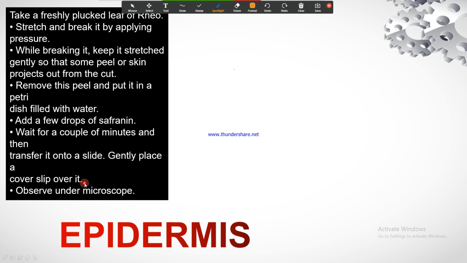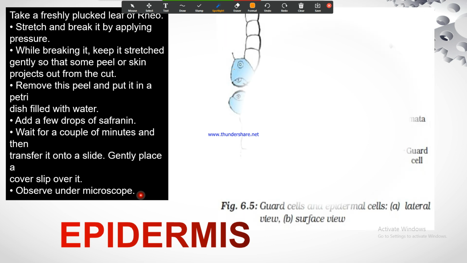At the same time, when you are adjusting your microscope, there is a chance of the microscope lens coming in contact with the specimen. To avoid that, we should cover it with the cover slip. Now you observe under the microscope. So what can you observe under the microscope?